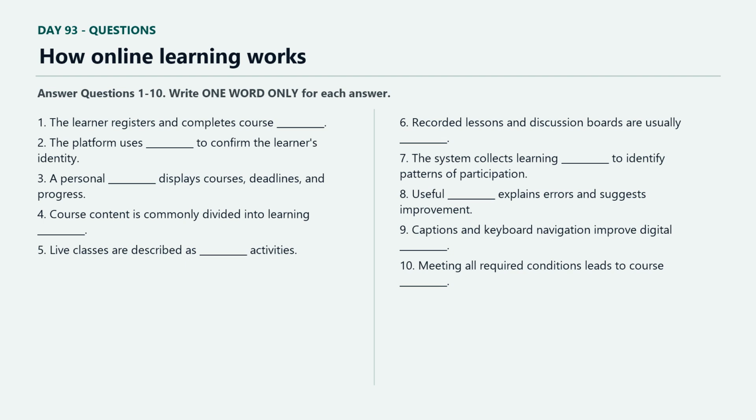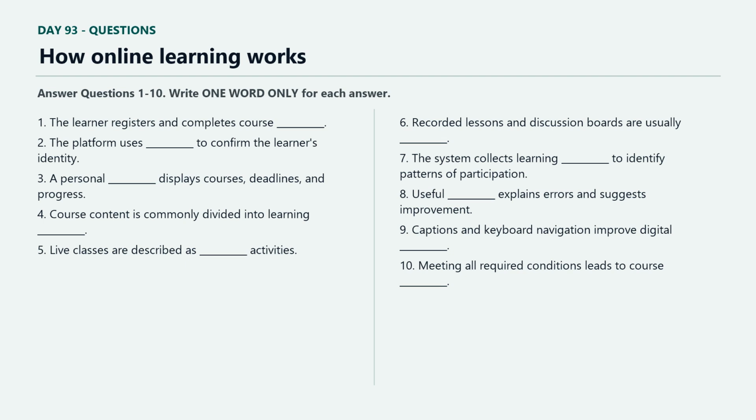Technical support addresses a related but different set of problems. Help pages, device checks, contact routes, and clear error messages allow learners to recover when something fails. Academic support may include tutoring, library access, study guidance, and contact with teaching staff.